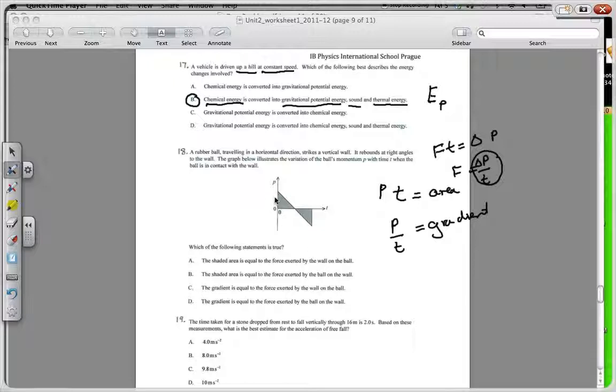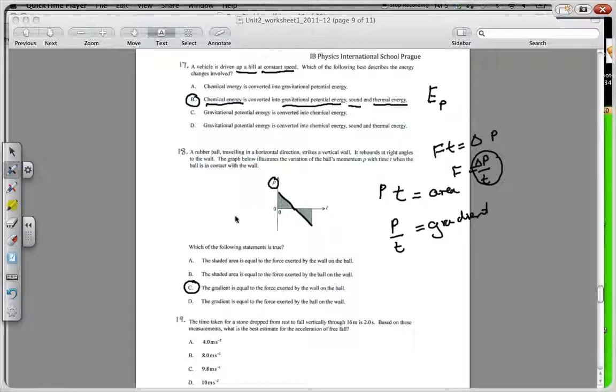Now, we've got here that this is the ball's momentum. So the ball's momentum is actually being decreased. Now, why is it being decreased? Because the ball has a force exerted on it by the wall, which slows it down here and then accelerates it here, causing a change of motion. So this one over here would be the best.